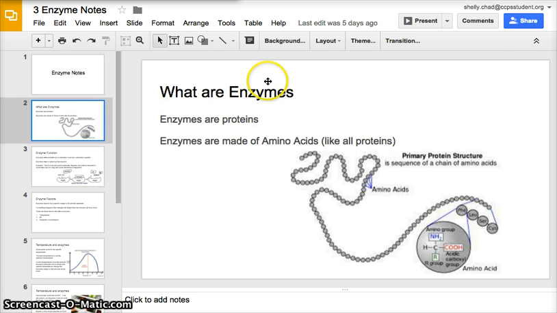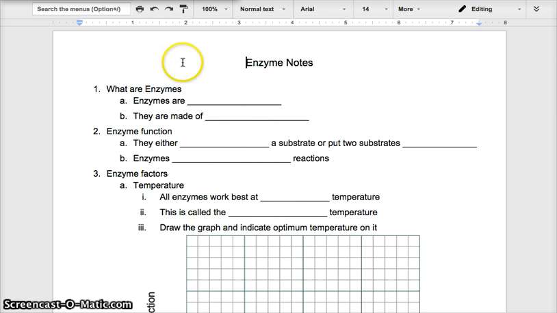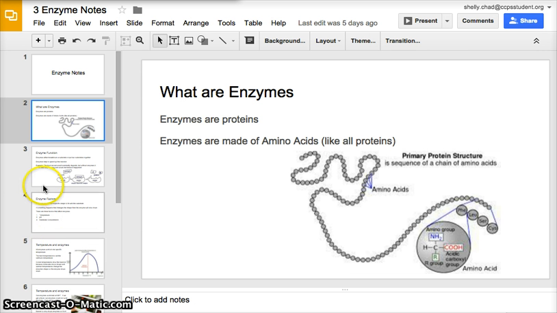So first, what are enzymes? Well, they're proteins, and since they're proteins, they're made up of amino acids, you know, all those circles put together. Those amino acids all put together make up a protein. So to fill these out, enzymes are proteins, and they're made up of amino acids. So now what do they do?